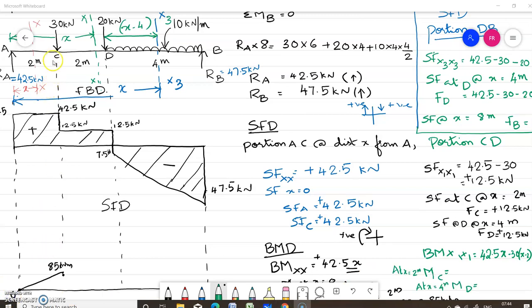We can find out what is the bending moment at C, that is at x equal to 2 meter. Substituting x equal to 2 meter in this equation, you will get this is equal to 85 kilonewton meter. And bending moment at D, that is at x equal to 4 meter, you will get 110 kilonewton meter. Now we can draw the bending moment diagram. So the bending moment diagram we can continue as this value is equal to 110 kilonewton meter. So this variation is linear. You can draw like this, 110 kilonewton.